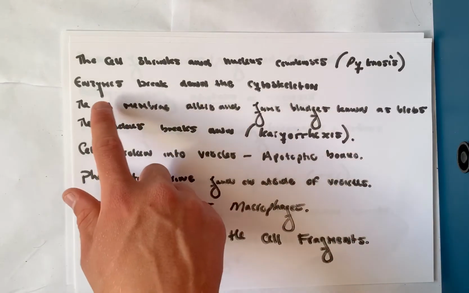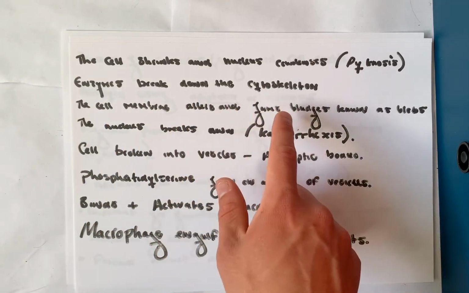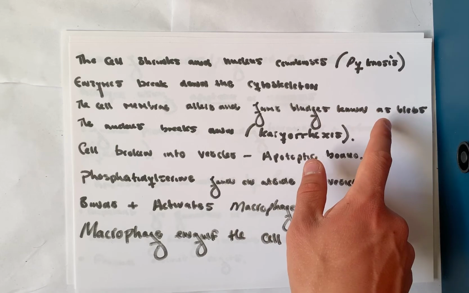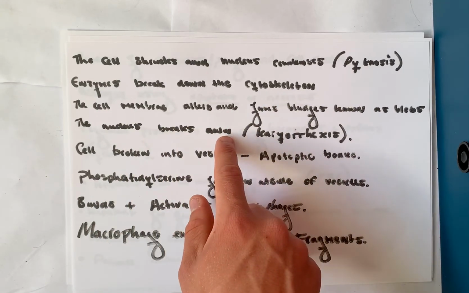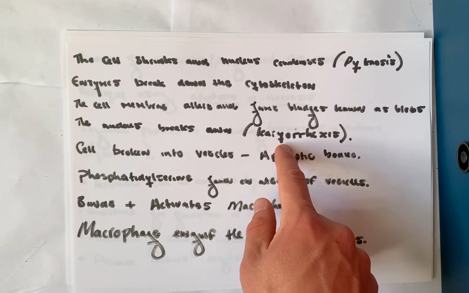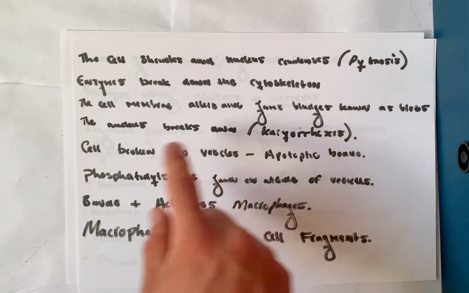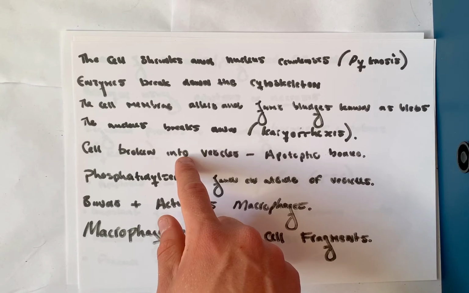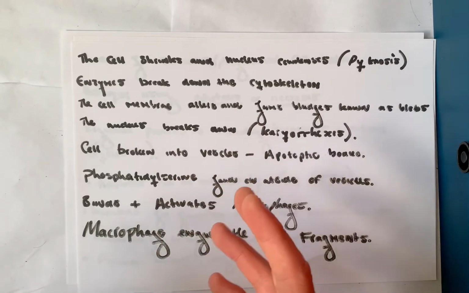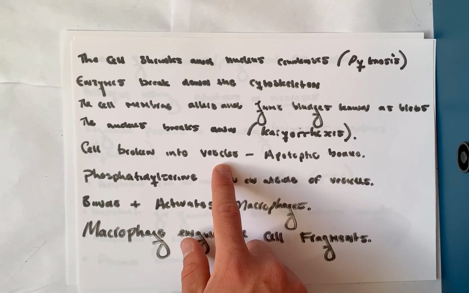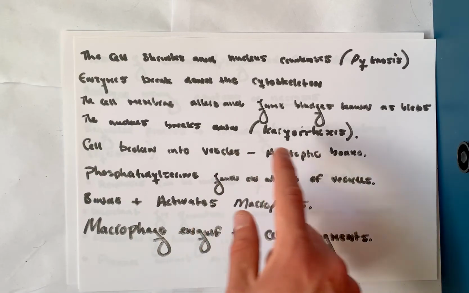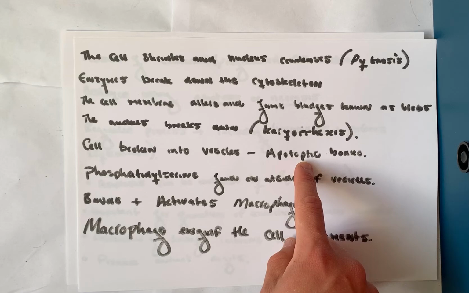The next stage is the cell membrane alters and it forms bulges known as blebs. The nucleus then fragments and begins to break down in a process known as karyorrhexis. The cell is then broken into vesicles, so all the cell fragments are then broken down and separated into vesicles, which are just fluid containing sacs, and these are known as apoptotic bodies.